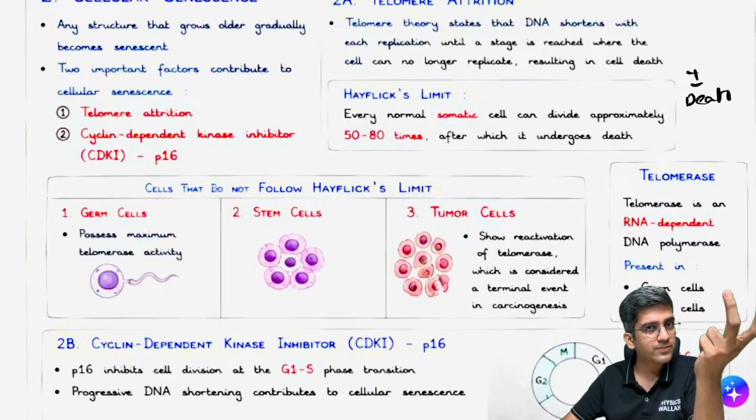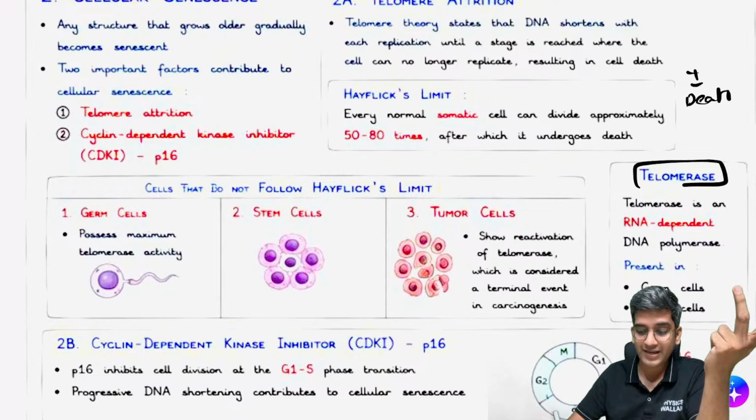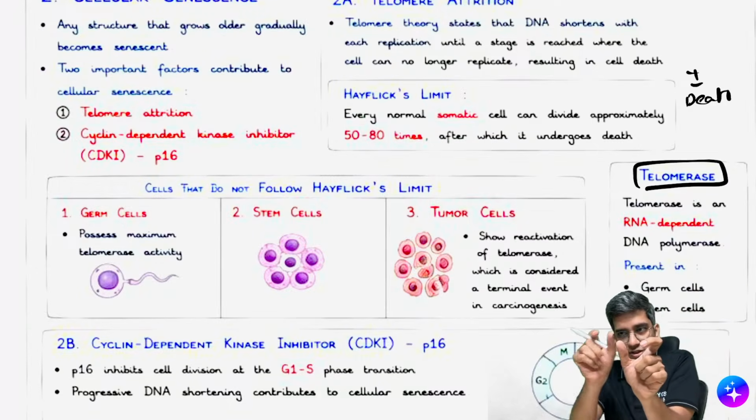That's all. There are exceptions for everything in the world. Germ cells, stem cells in my body don't die because they don't have telomere attrition because they have an enzyme called telomerase. Whenever it shortens, it becomes bigger.